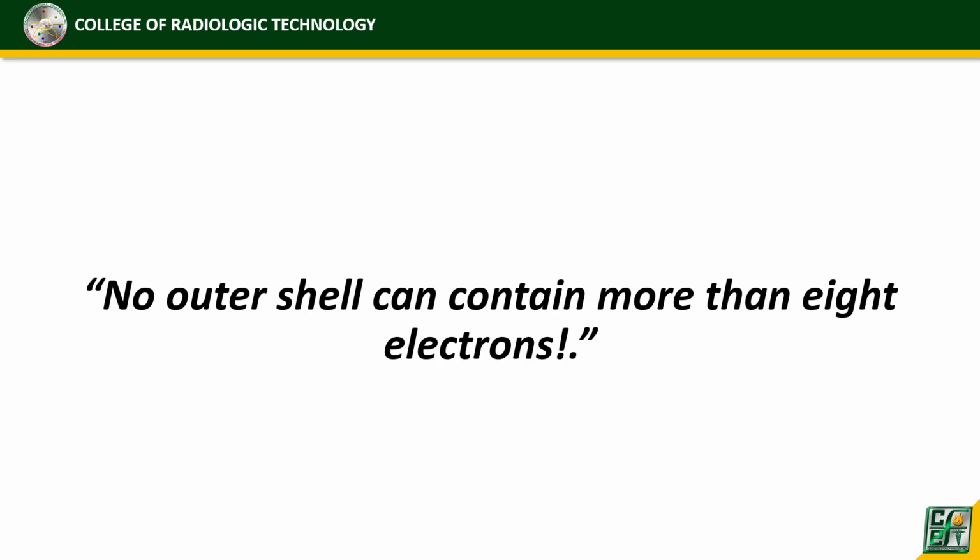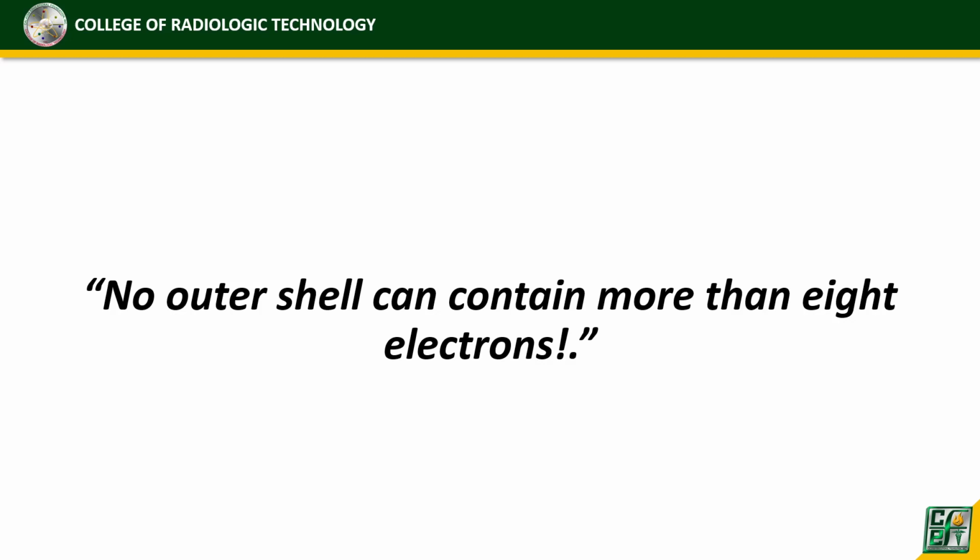So katulad niyan, ito yung pinaka-importante sa lahat na no outer shell can contain more than 8 electrons. So meaning, kung siya man ay O shell, pataas, at siya yung pinaka-outermost shell, hindi siya pwedeng mag-contain ng buong 50 na electrons. Ang maximum lang niya ay 8 electrons. Okay. At kapag meron siyang 8 electrons sa kanyang outermost shell, siya ay considered na stable atom.